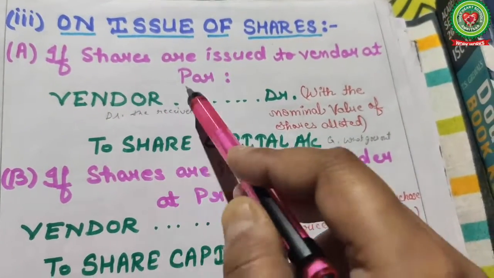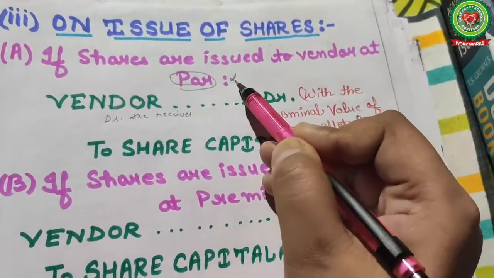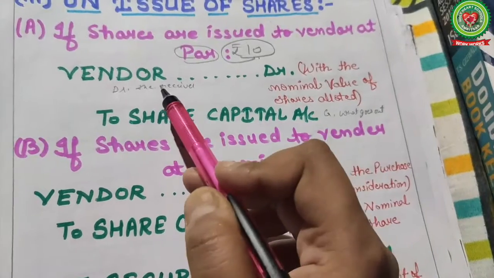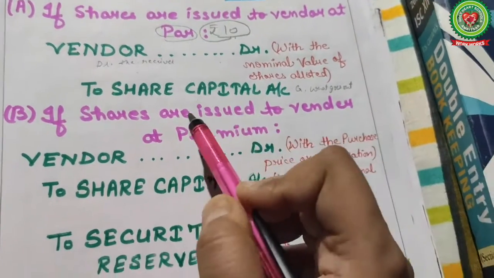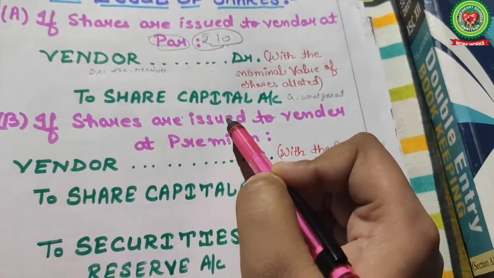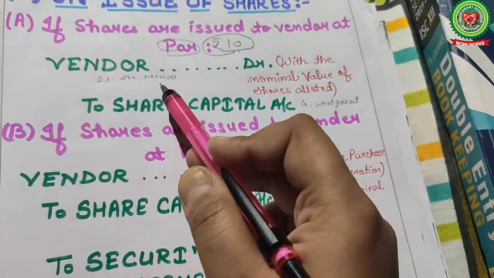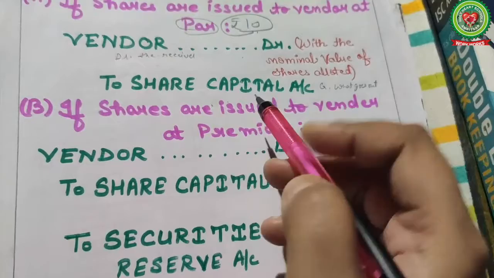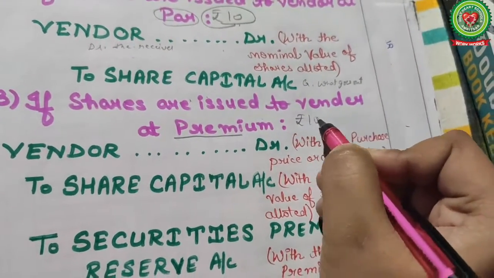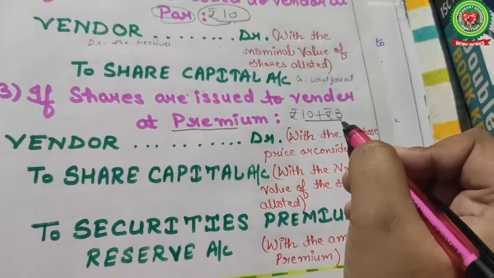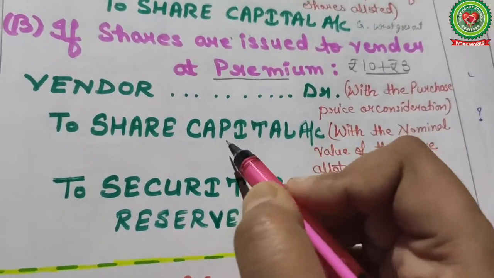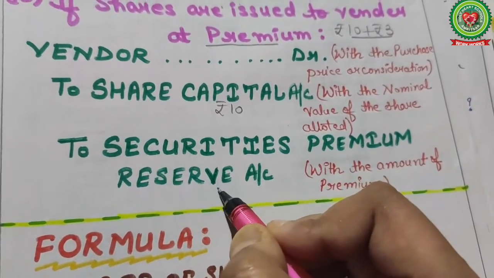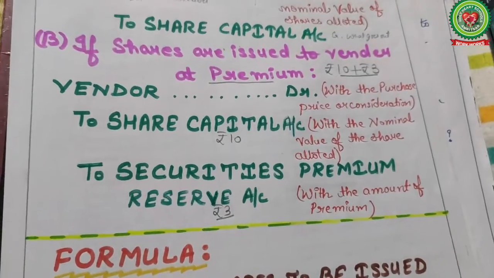Now the next is you have not paid cash, you settle with the help of issue of shares. Number one, when shares are issued to the vendor at par value, meaning the face value, say rupees 10, the vendor who receives the shares is debited, so vendor account debited to share capital. Second entry, if shares are issued to the vendor at a premium, that means face value rupees 10 plus rupees 3 premium, so 13. Vendor's account to share capital, 10 rupees, and securities premium reserve account is always credited, here with rupees 3. Both entries.